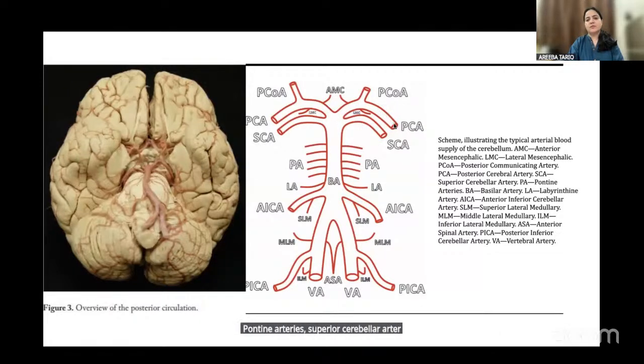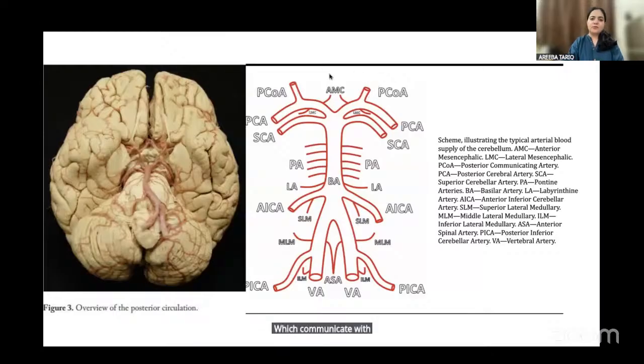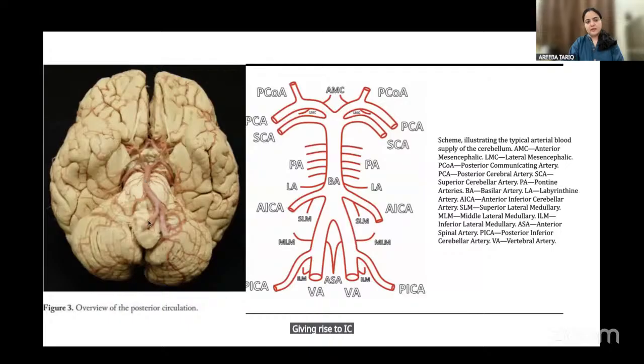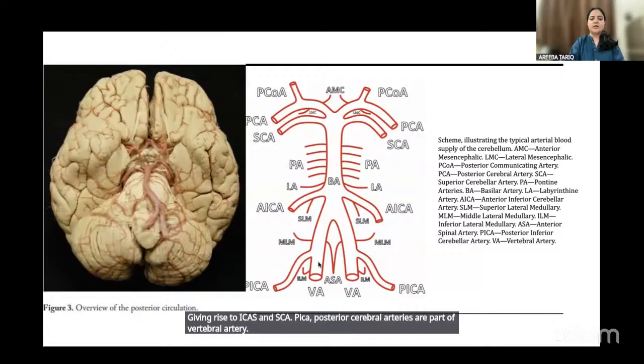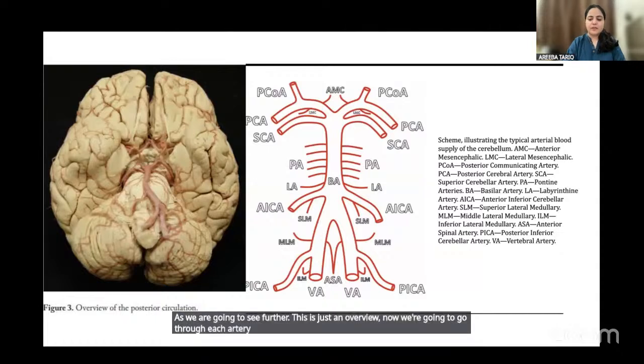on the terminus it gives rise to posterior cerebral artery, which communicates with the posterior communicating artery to form the circle of Willis. This is the circle of Willis. This is a human brain, and we can see this is the basilar artery formed by two vertebral arteries, giving rise to AICAs and SCA. PICA, posterior inferior cerebellar artery, is a part of vertebral artery, as we are going to see further. This is just an overview. Now we are going to go through each artery one by one and in detail.